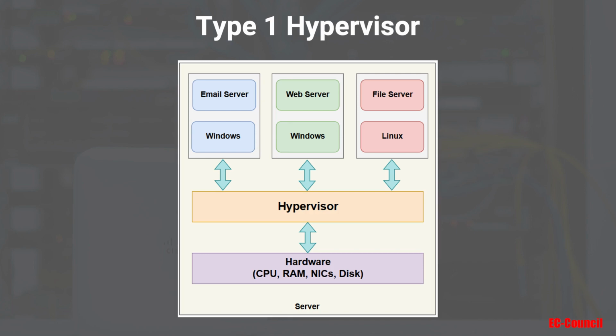The cool thing about using a Type 1 hypervisor is that each of the virtual machines has almost direct access to the hardware resources. Some examples of a Type 1 hypervisor include VMware ESXi, which is free. There's also Proxmox. There's also XCP-ng. And these are some examples of free Type 1 hypervisors. Do take the time to check them out.